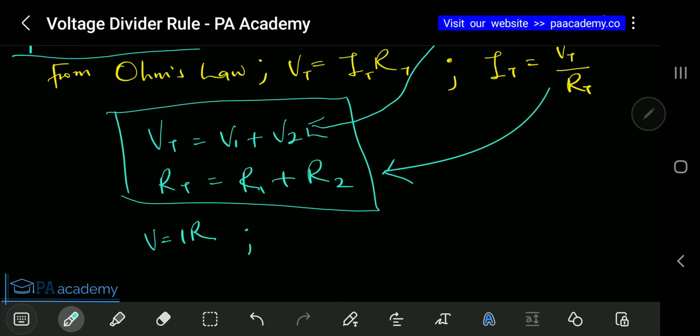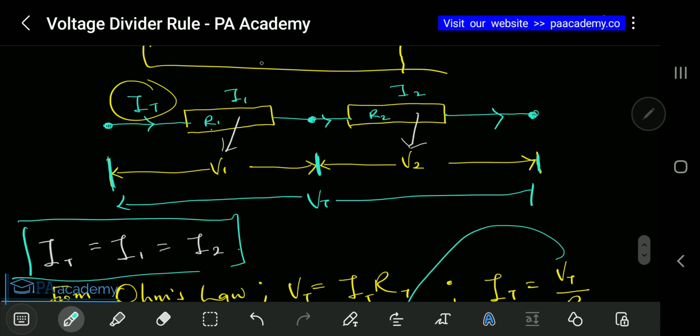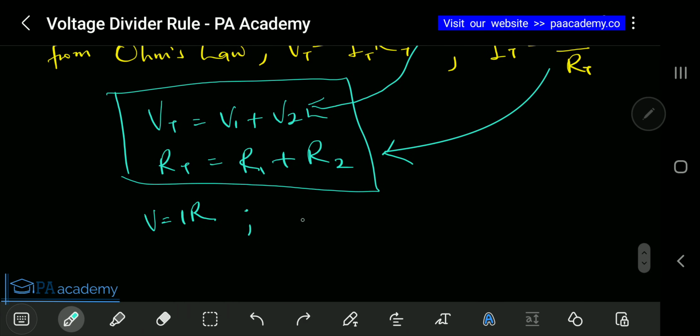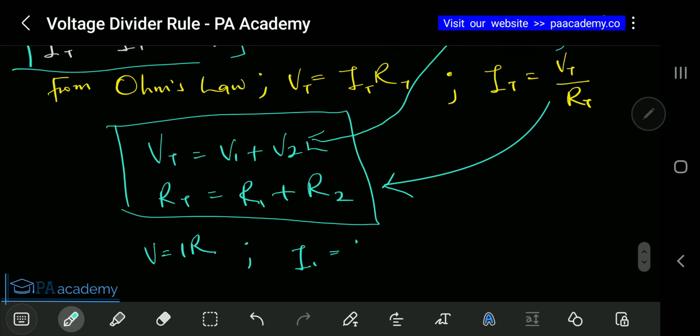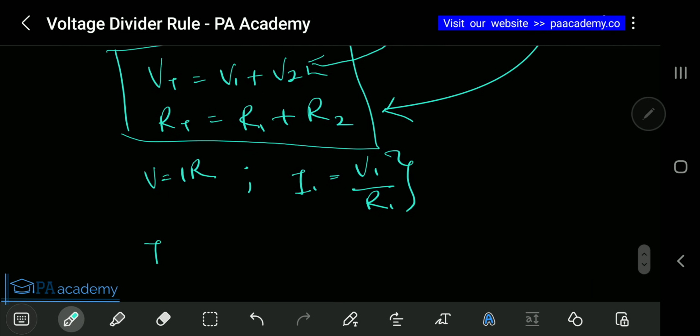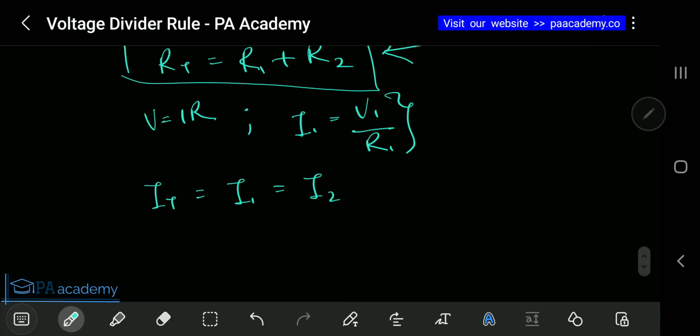And if you are to use this to make reference to this particular resistor, so we can say that our I1 will be V1 over R1. So now let's compare what we have here with what we are having here. Exactly. And remember, we said our I total is the same thing as our I1, is the same thing as our I2.